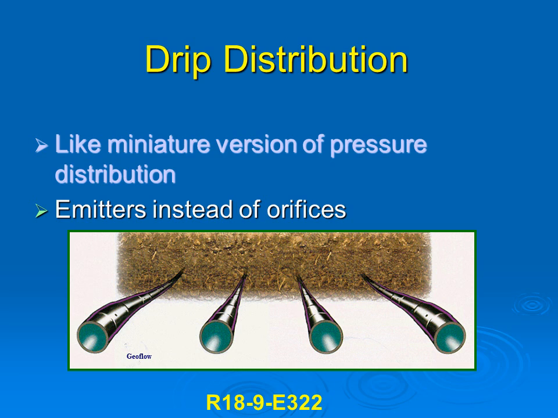You can find the performance and design requirements for subsurface drip distribution systems in Arizona in R18-9-E322, which is on page 86 of the PDF version of the code.